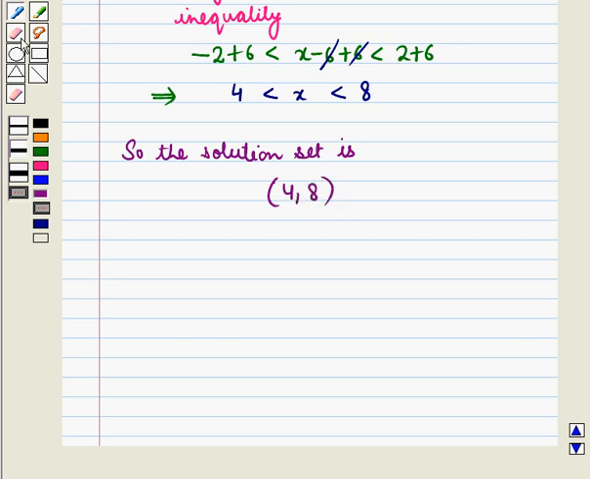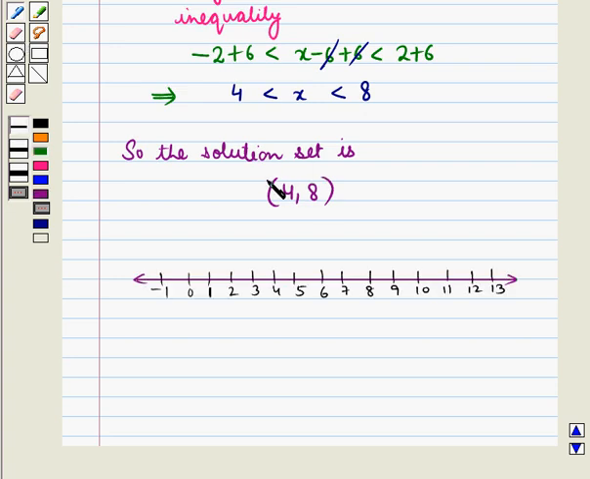Now let us represent this solution on the number line. Now this solution includes all real numbers between 4 and 8. So we will shade the number line from 4 to 8. And we will put hollow circles at 4 and 8, that is the points 4 and 8, which indicate that these points are not included in the solution set. So here the shaded portion of the number line represents the solution of the given inequality.